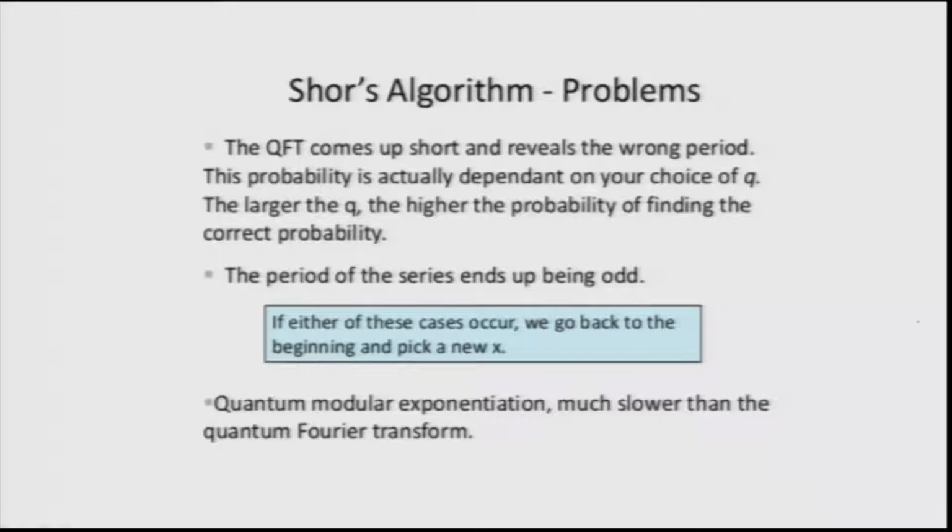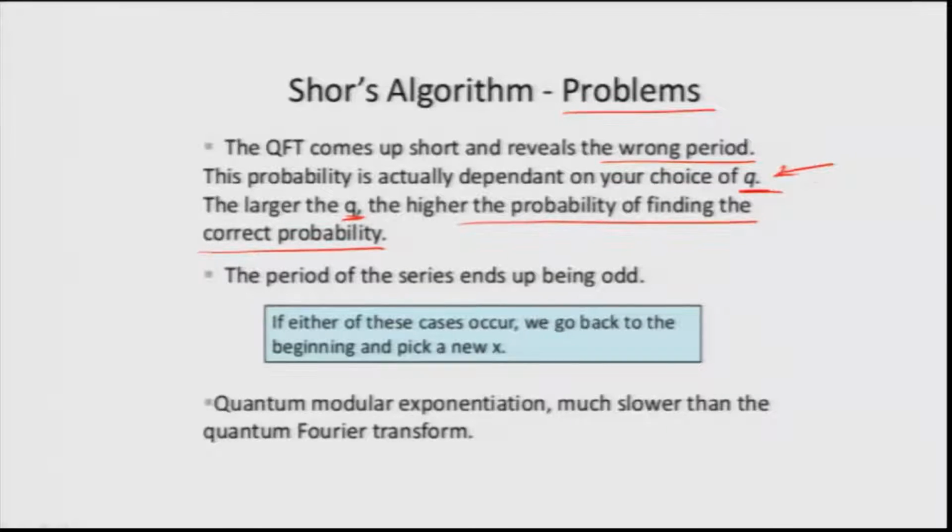Okay. Now, let me also look at a few aspects which can be of concern while we are doing this. The few problems to look at is that the quantum Fourier transform comes up short and reveals the wrong period. Okay. How to handle that? This probability is actually dependent on your choice of the q. The larger the q, the higher the probability of finding the correct period.